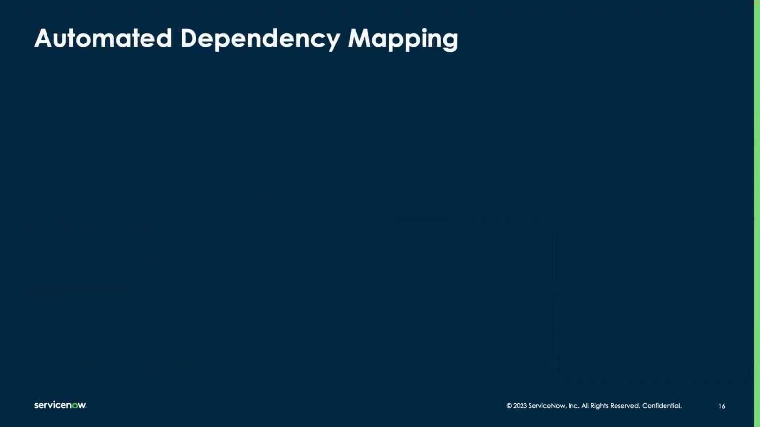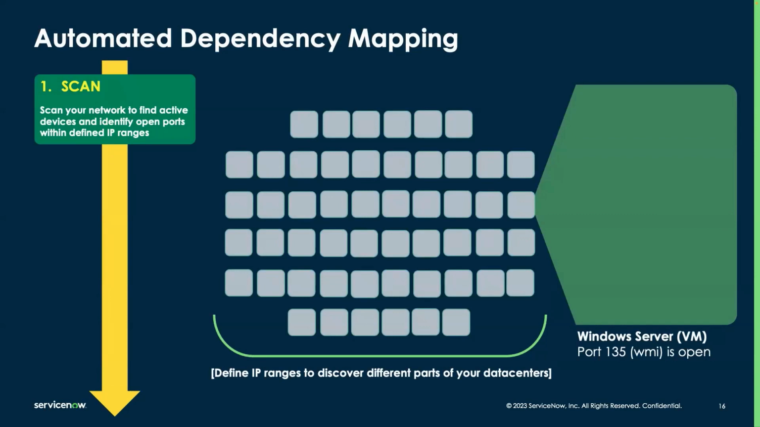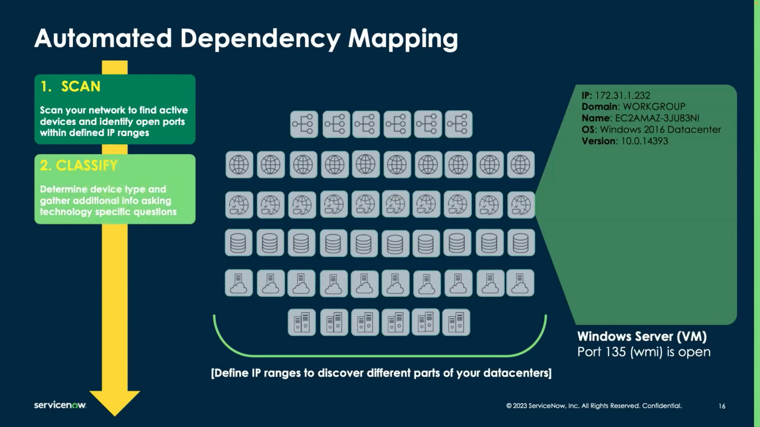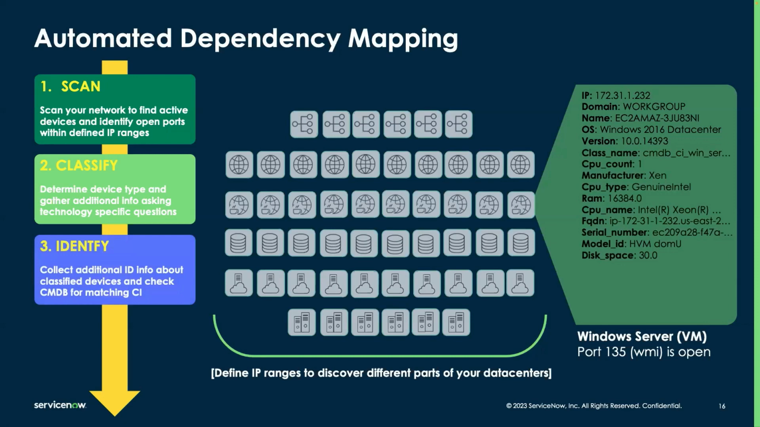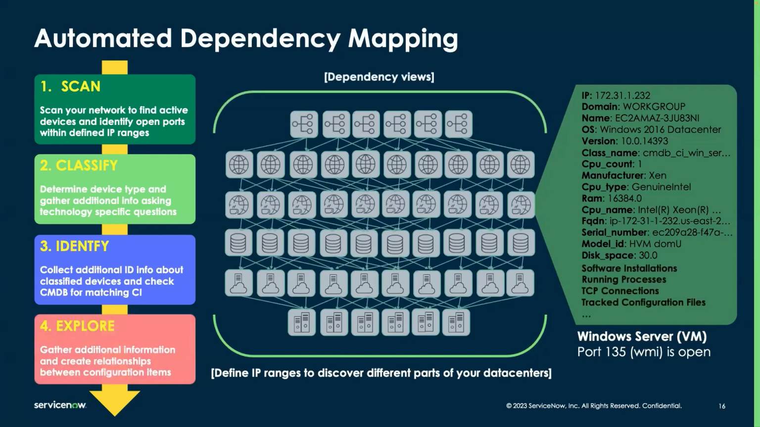So let's talk about automated dependency mapping. How does that work? ServiceNow Discovery scans your network, and basically it finds devices with open ports that are in the IP ranges that you define. So we're trying to understand who is listening on what port, right? And then we classify. We do some further interrogation to determine what is the device type. Are you a Windows server? Are you a Linux server, et cetera? Then we identify. We collect additional information about that CI, and we add that. We check the CMDB for an existing CI. If one exists, we update it. If it doesn't exist, we just create a new one. And then we explore it for further details to gather all the additional information and create the relationships.